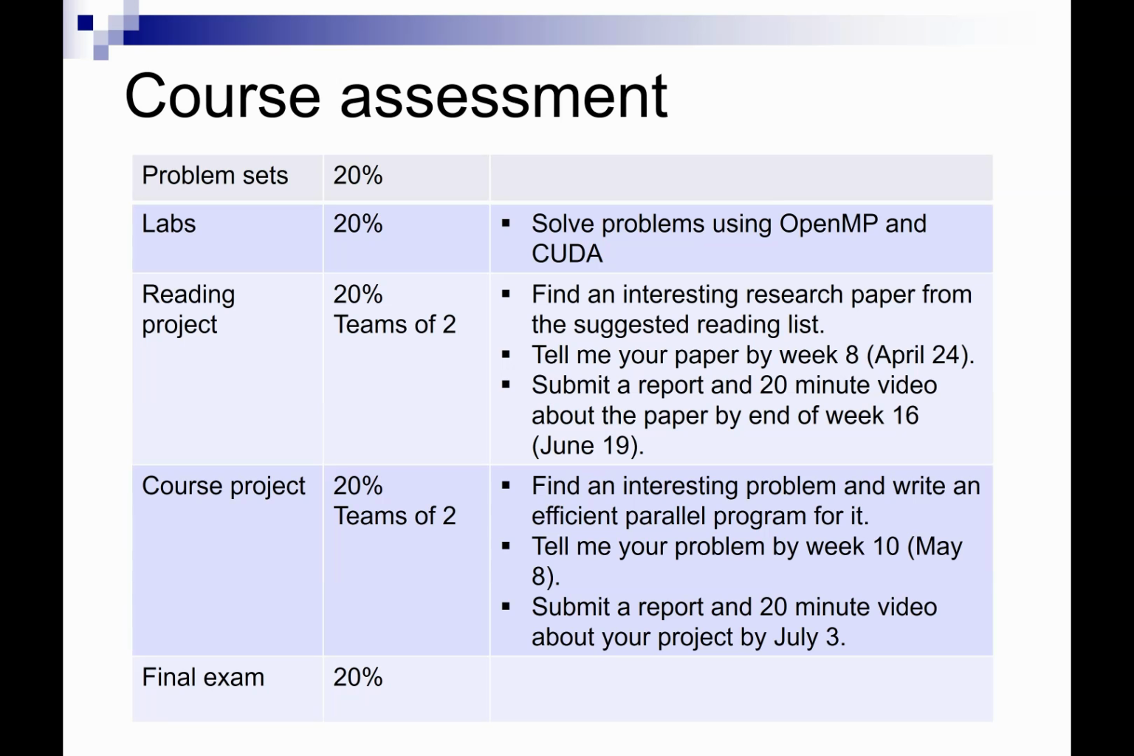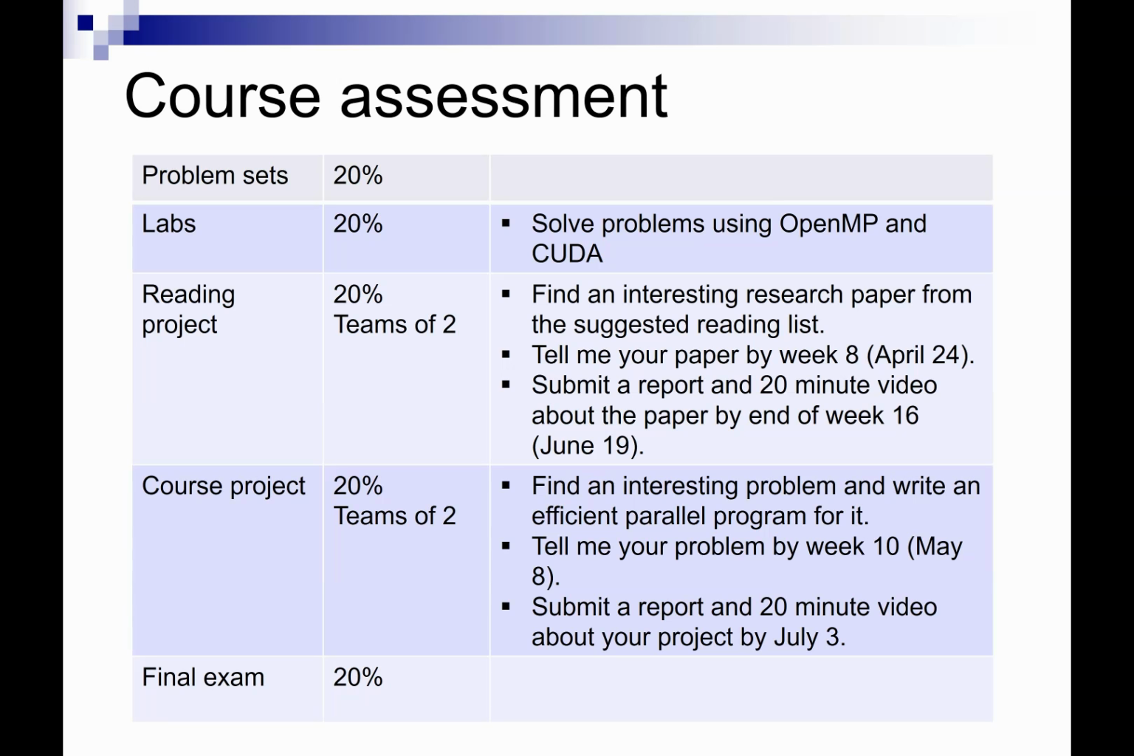And so from that list, you and your partner should pick a paper that you find interesting, and you should write a report on the paper. Okay, so first of all, I'll put up the reading list in a few weeks. Okay, so I'll announce when that reading list comes out, and then you should take a look at that, and then by week 8, which is about April 24th, you should let me know which paper from that list you want to read and report on.